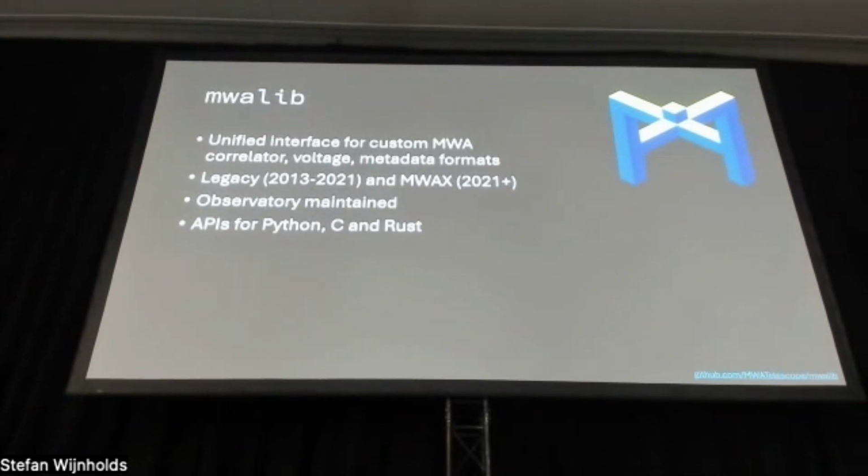So that brings us to the first member of the Hyperdrive family, mwalib. That upgrade that I mentioned required a very drastic change to the way that the correlator output format worked. And so that meant that a lot of software needed to be rewritten to handle that change. So the MWA operations team produced this library to be able to handle both the old and new correlator formats, as well as the voltage dump formats, and some changes were needed to the metadata formats as well. It is written in Rust. It's been constantly updated by the operations team and has APIs available in Python, C, and Rust.